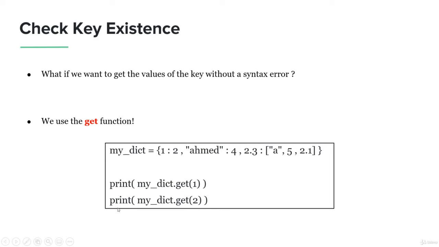But now if we print mydict.get and then we give it 2, we don't have a key equal to 2, right? So this will print None. It will not give you a syntax error. It will not give you an error at all. So this will not stop your code, and the code will continue just fine. So if you want to get the values of a specific key, if this key exists, then we use the get function, okay?